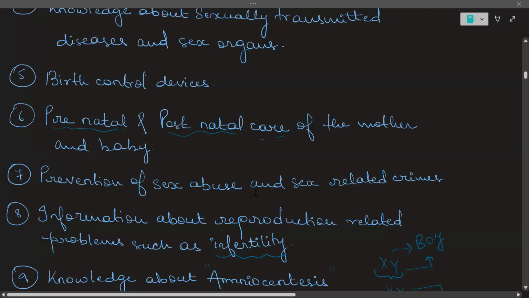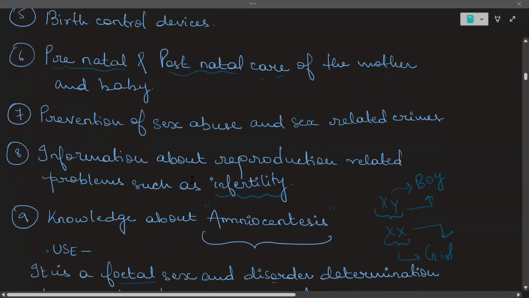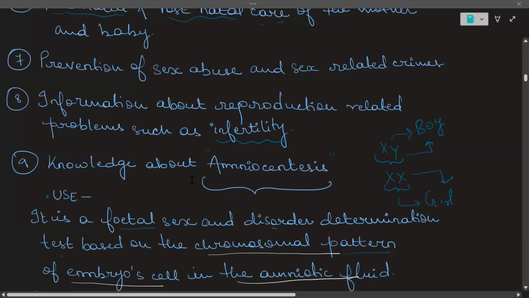Prenatal means before the birth of the baby, postnatal means after the birth of the baby. So in both these cases, the mother and the child both have to be taken care of. So that was also one objective. Prevention of sex abuse and sex related crimes, information about infertility, and also about amniocentesis. So people were made aware or educated about all of these things.